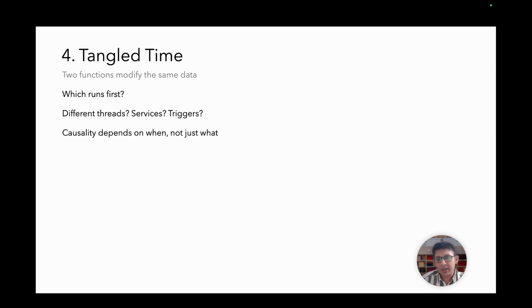And the last one is tangled time. Now, if two functions modify the same data structure, which of them runs first? If they are in different threads, different processes, different services, if one is triggered by a user and another by a scheduled job. Causality now depends not just on what runs, but when. And when is invisible in the code. The causal graph changes with every execution.